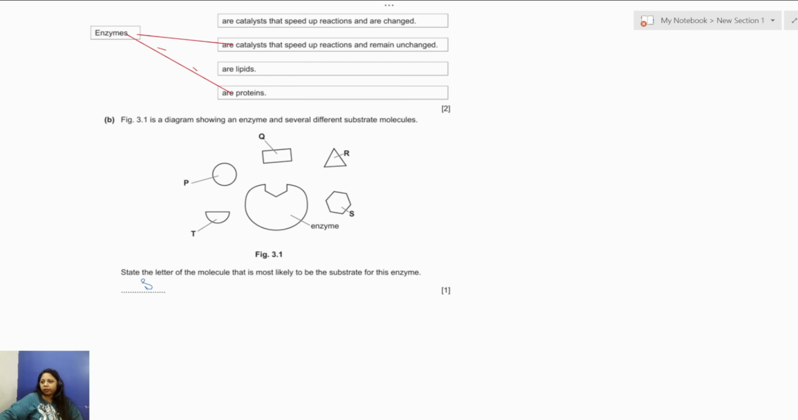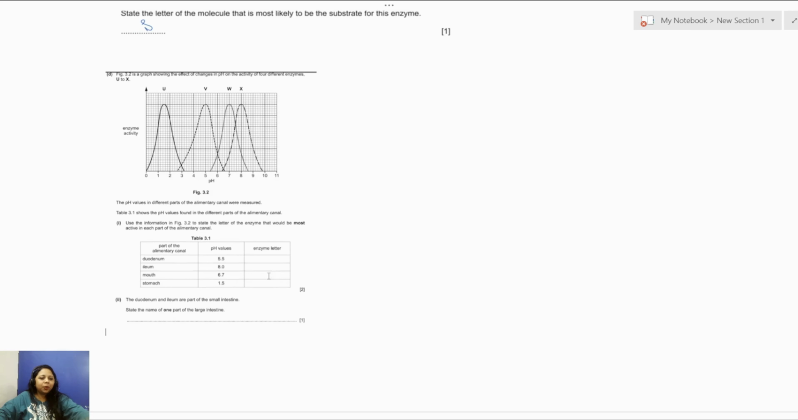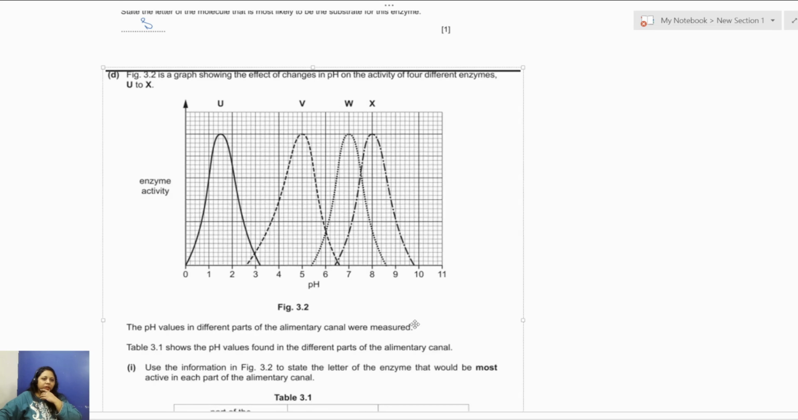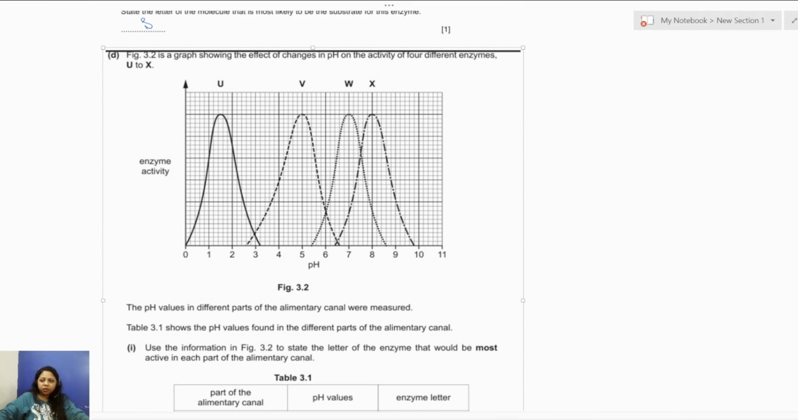Okay. Now there is a graph, there is a table. Let's see what we can do about this. We have directly moved to the deeper part, some questions from the deeper part. Skipping the C one. Okay. So here the enzymes are given with different pH, which work at different pH. Okay.